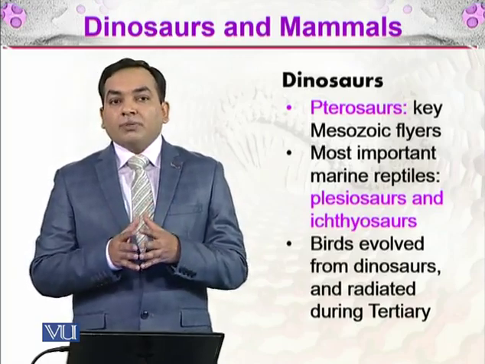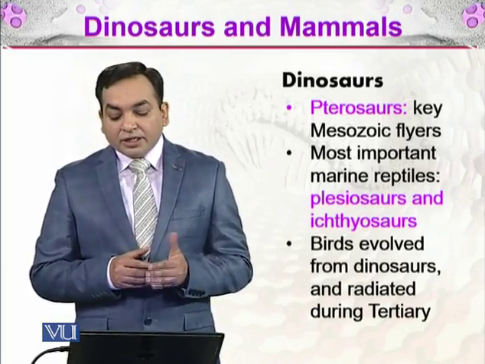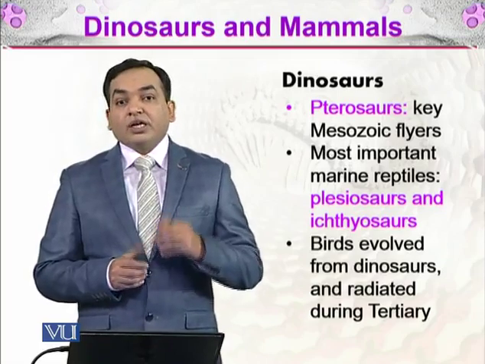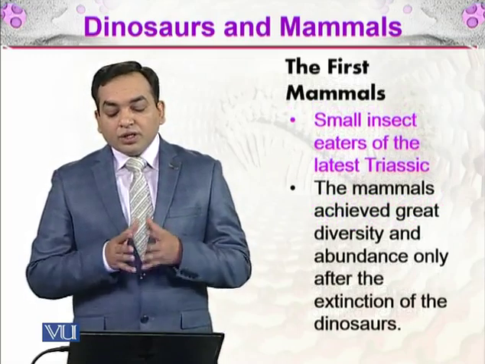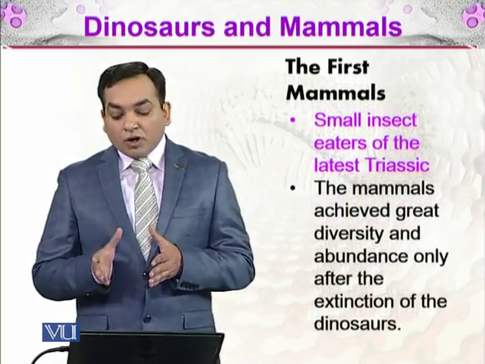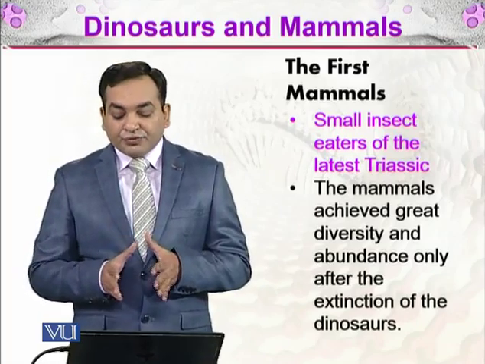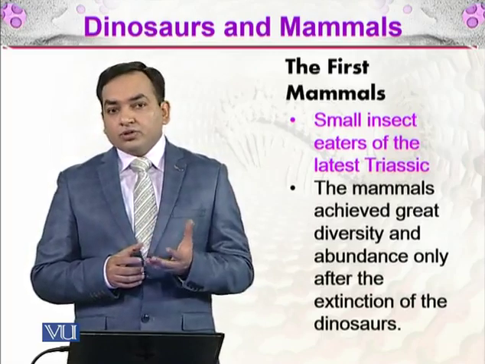If we talk about the mammals, they were evolving from the synapsids, and the birds have evolved from the diapsids, and more specifically from the dinosaurs. So the first mammals were the small insect eaters of the late Triassic, and the mammals achieved great diversity and abundance only after the extinction of the dinosaurs.